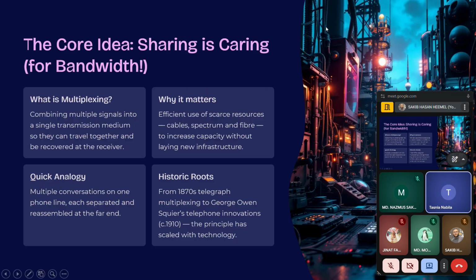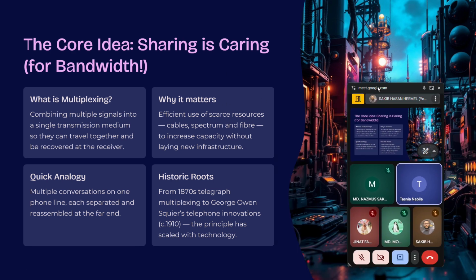Now I'm going to talk about the core idea. The main idea of multiplexing is sharing. Multiplexing combines multiple signals and sends them together through one channel. At the receiving end, these signals are separated back into their original form. A simple example is a phone line carrying many conversations at the same time. Each conversation is kept separate, but they all travel together. This is important because resources like bandwidth and cables are limited. Multiplexing helps us use them efficiently without needing more infrastructure.